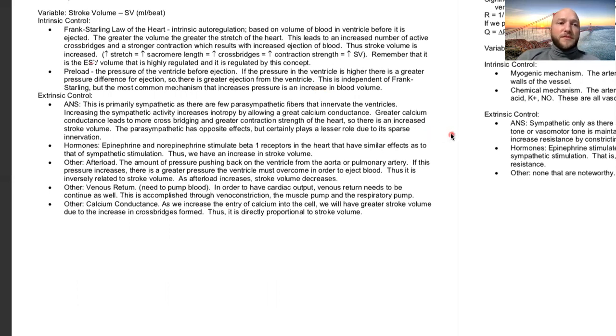Extrinsic controls. We're going to have the autonomic nervous system again. Now, this is primarily sympathetic, as there are few, some say none, parasympathetic fibers that innervate the ventricles. Increasing the sympathetic activity increases inotropy by allowing a greater calcium conductance. Greater calcium conductance leads to more cross-bridging and greater contraction strength of the heart. So there is an increased stroke volume.